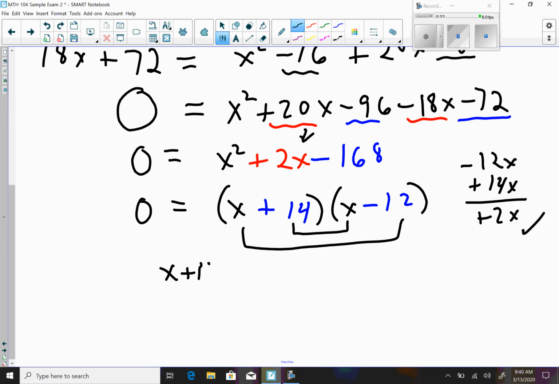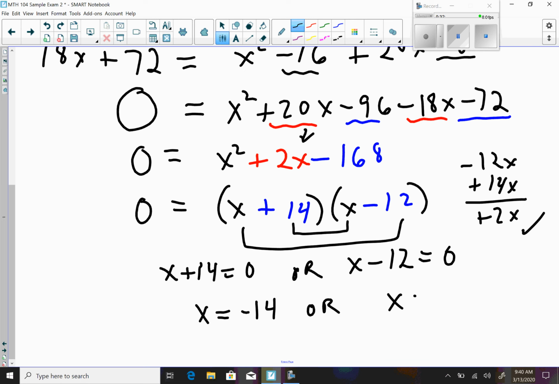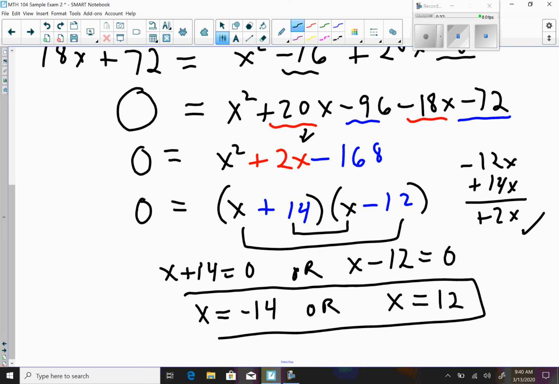So x plus 14 equals 0, or x minus 12 equals 0. Subtract 14 from both sides. Add 12 to both sides. So here's our final solution. X equals negative 14 or x equals 12.